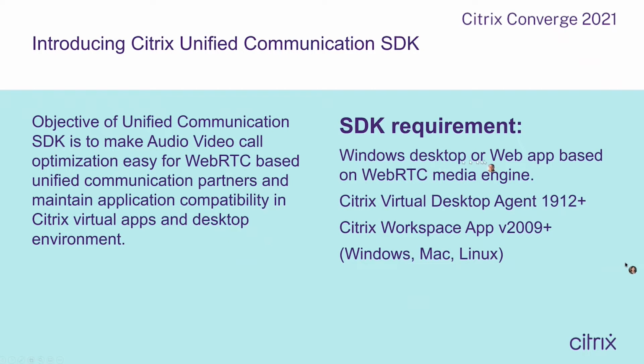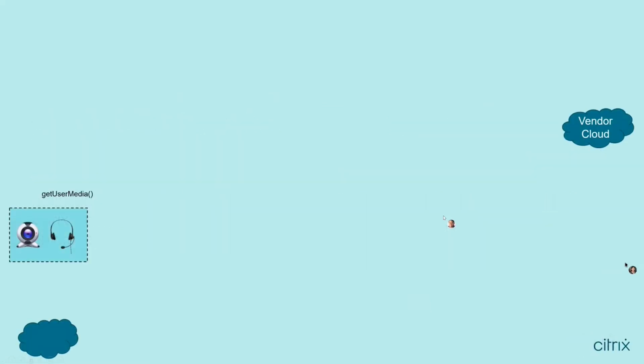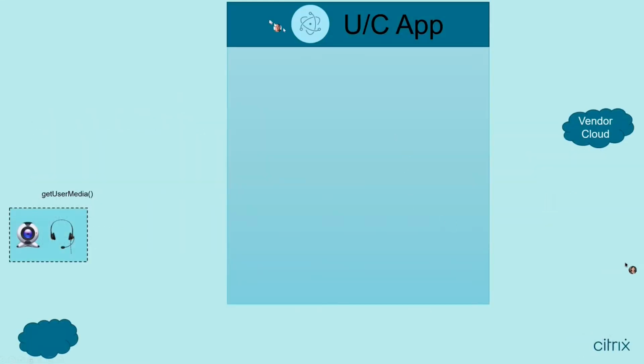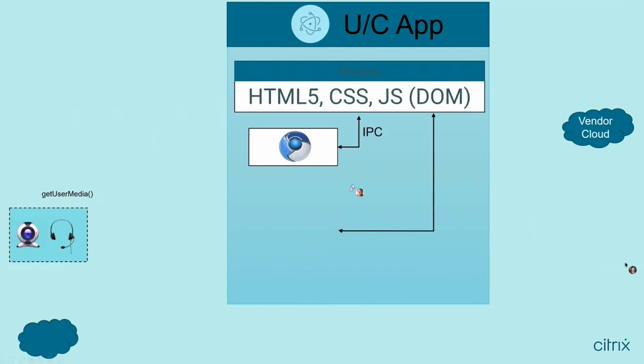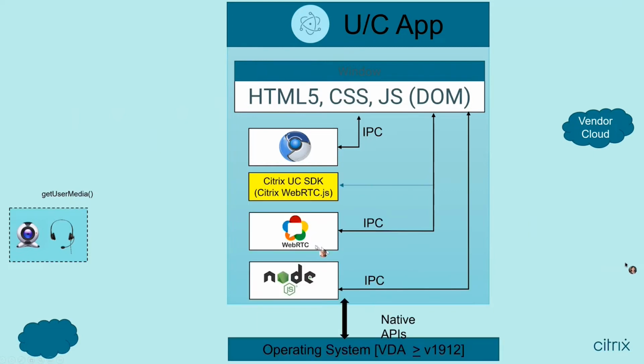Obviously, the application is required to use our SDK in order to communicate. Okay, so here's a high-level diagram. Imagine that you have an application that's based on Electron, for example. The application runs inside this virtual desktop environment with the Chrome engine, and then you have a WebRTC stack. Traditionally, that's where the media runs, with this WebRTC stack.